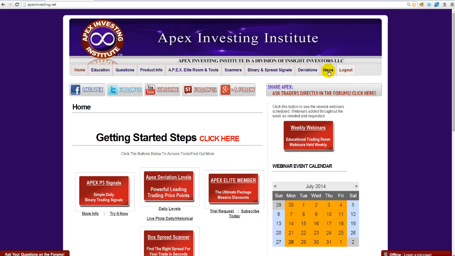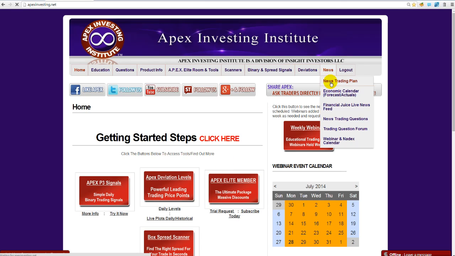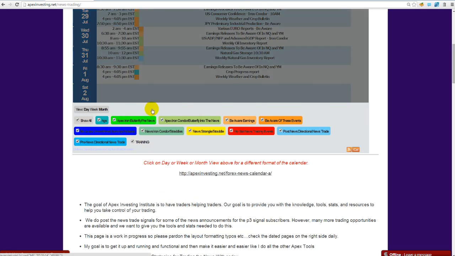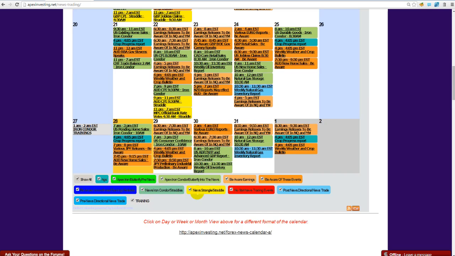Now, since we're talking about news, I want you to know where the news trading plan is. Right here under news trading plan. And we go into each news announcement. You click on month. I think it's a little easier view. And there's a color code down here for what kind of trade it is. Earnings announcements to be aware of, oil inventory coming out, ADP, NFP coming out. We'll have NFP later. We're going to have Fed funds rate announcements. We have to get all those up. We're going to get those up tomorrow for you.